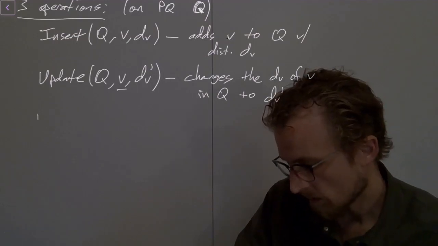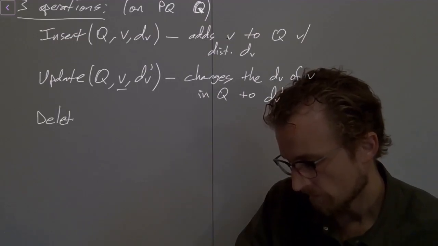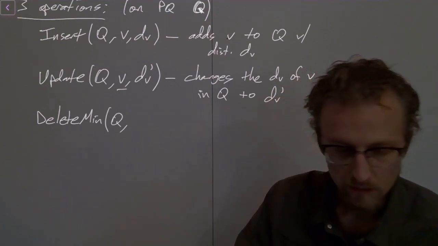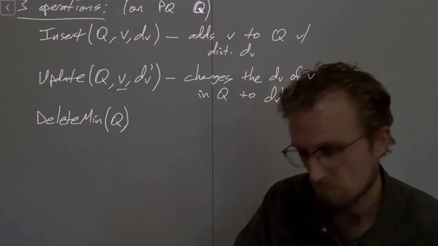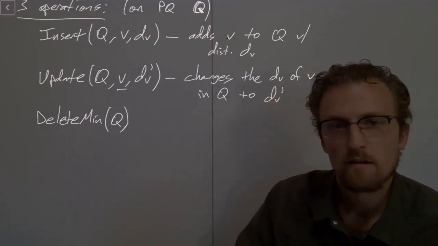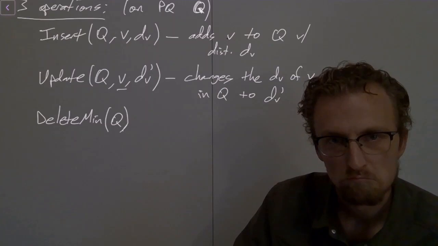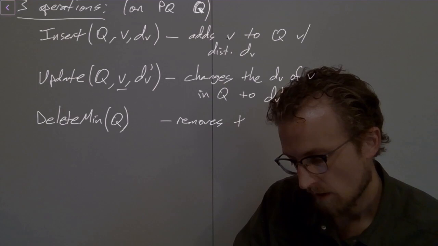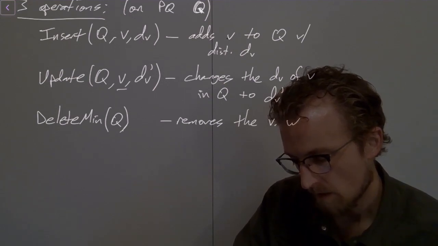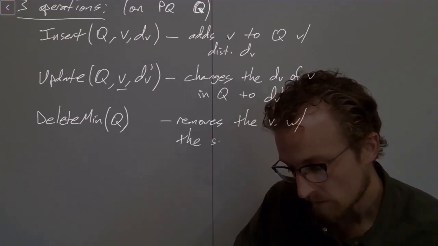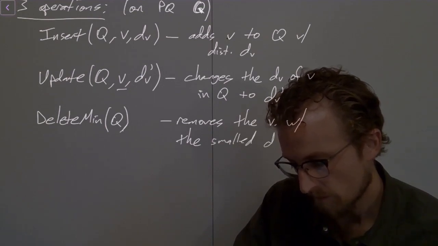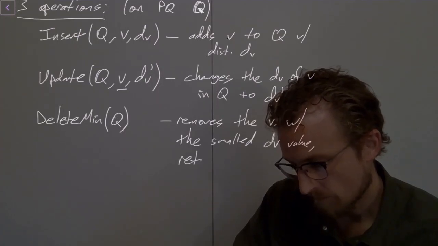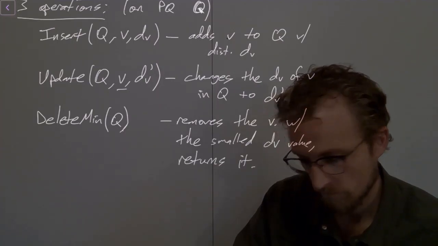And the last thing we can do is delete min. What delete min does is it takes the queue as an argument, and it says, get me the thing with the smallest dv. So this removes the vertex v with the smallest dv value and returns it.